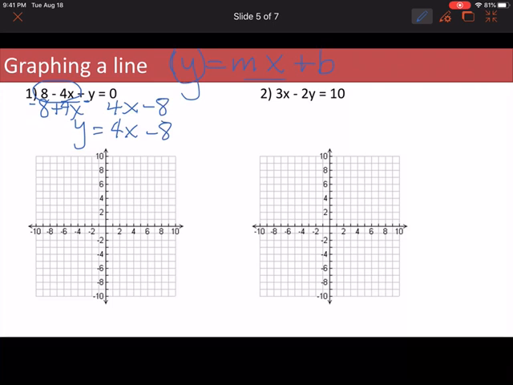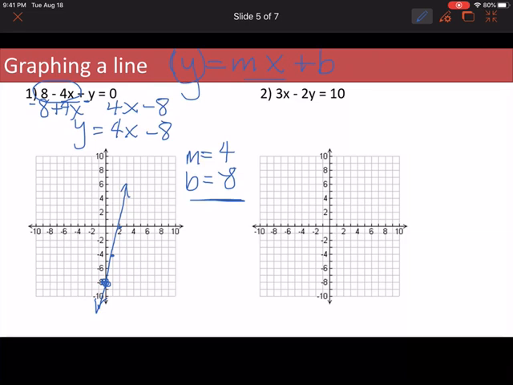Okay? So my slope is 4. My y-intercept is 8. We always graph the b first. So here, y. And my slope is 4 over 1. So it's 1, 2, 3, 4, and 1. I'm going to do that one more time. 1, 2, 3, 4, and 1. So I have a decent line. There you are.